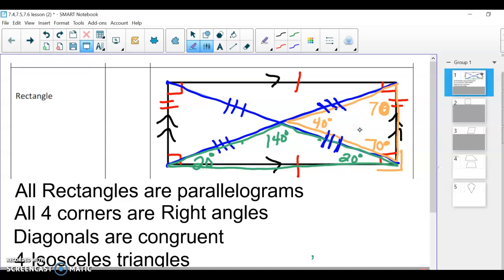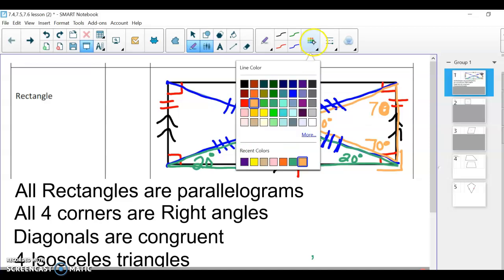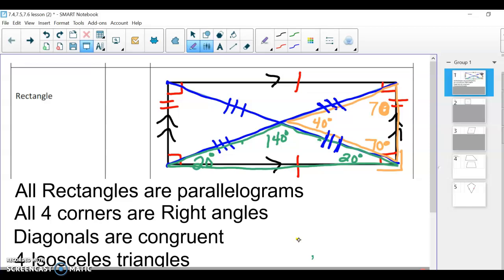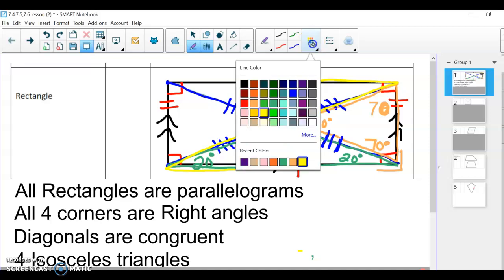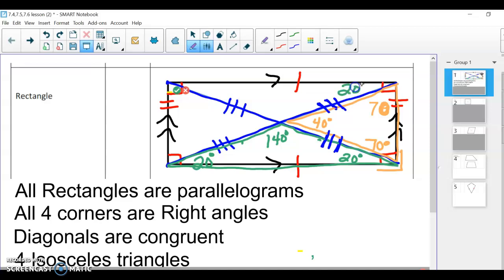All right, filling in the rest here. There's a couple different ways you could do that. Remember we talked about that if it was a parallelogram, we could make the Z. So we could make the Z here. So if that lower left corner is 20, then this top right corner would be 20 degrees as well.